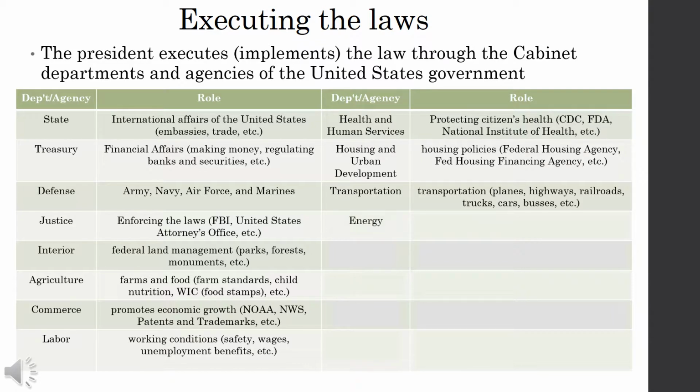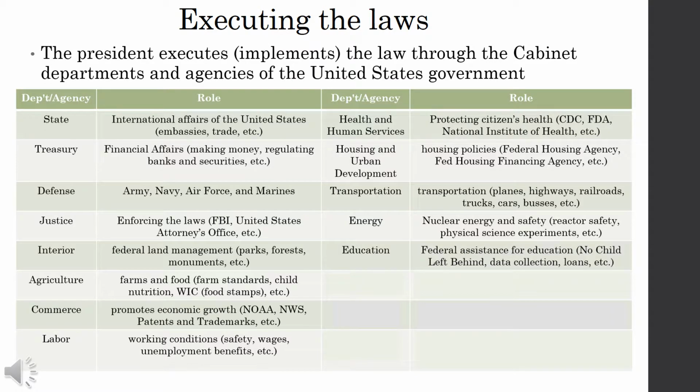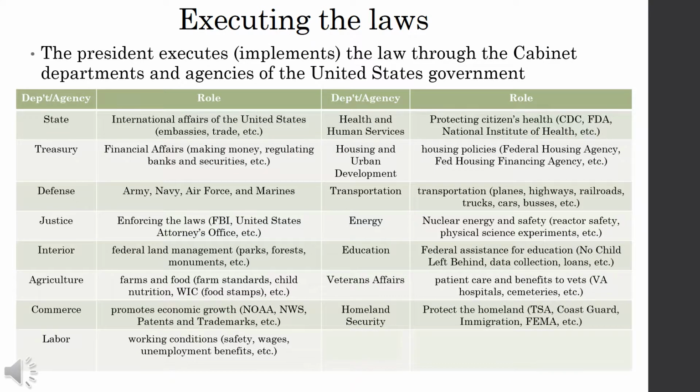Then we have the Energy Department, which focuses on nuclear energy and safety, while the Education Department focuses on federal assistance for education. The Department of Veterans Affairs, that's patient care and benefits to our nation's veterans, and the Department of Homeland Security protects the homeland.